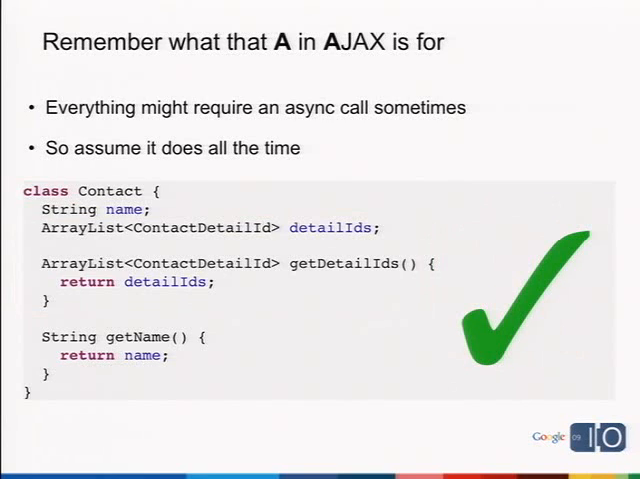My contact comes down with a list of detail IDs, some kind of opaque ID object. It's probably a string under the hood, but we're all Java developers here. We like our strong types, and that way we don't accidentally ask for a contact with a phone number ID.